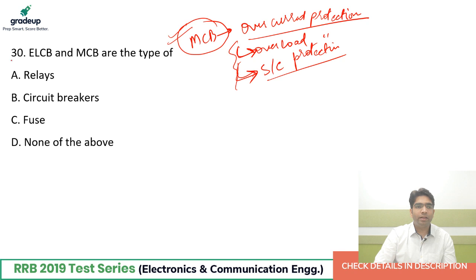ELCB is earth leakage circuit breaker. In this actually कॉयल के क्रॉस में करंट को देखते हैं. There should not be current more than 10 micro amperes current difference. Okay.